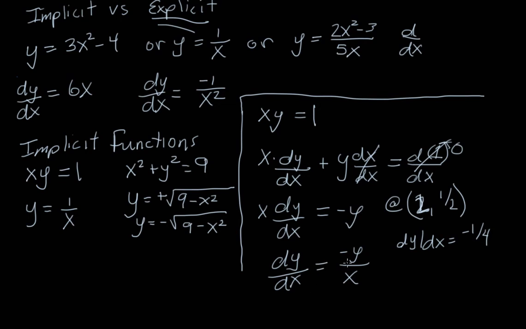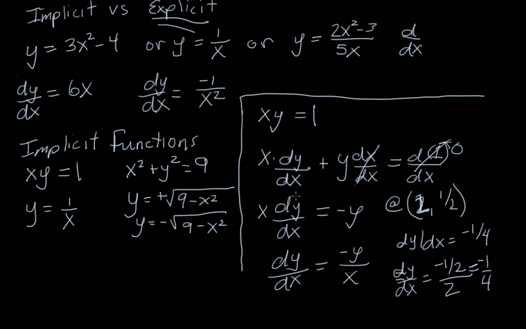What happens here? If we know the point (2, 1/2), I'm going to plug into dy/dx. I'm going to plug in 1/2 for my y, so I get negative 1/2 divided by 2, and when we simplify that, we get negative 1/4. So it doesn't matter which one we use, explicit or implicit, we're going to get the same result for the value of the tangent at that point.